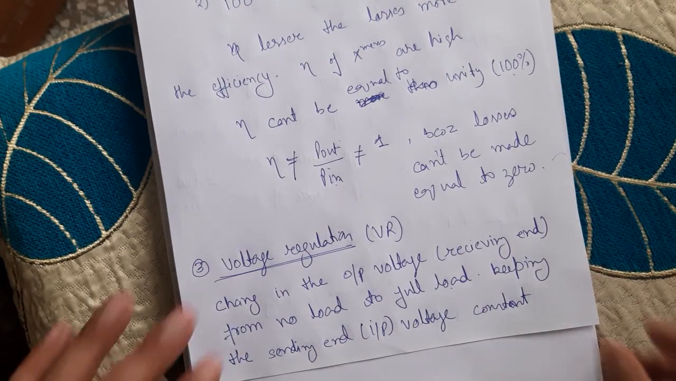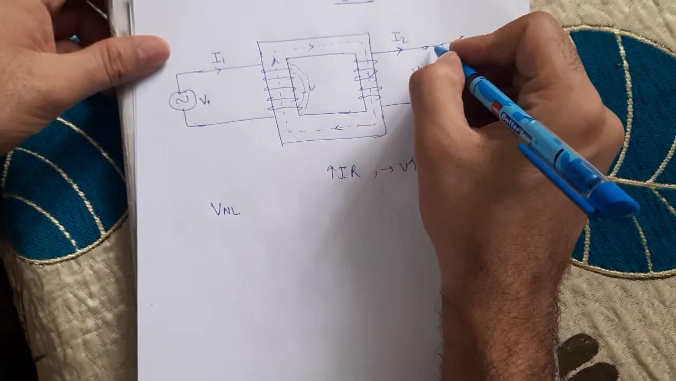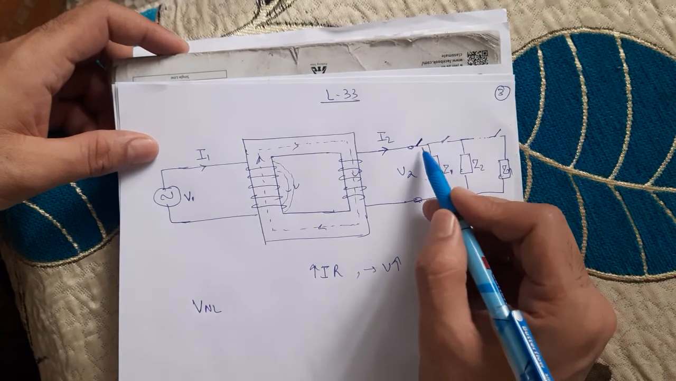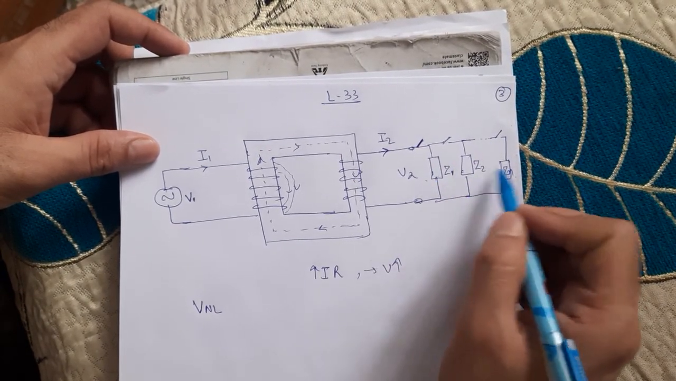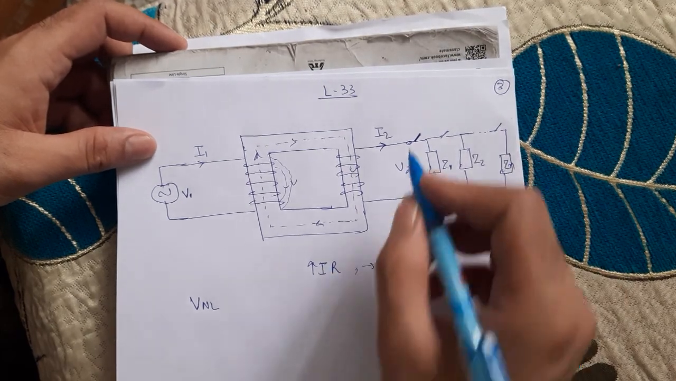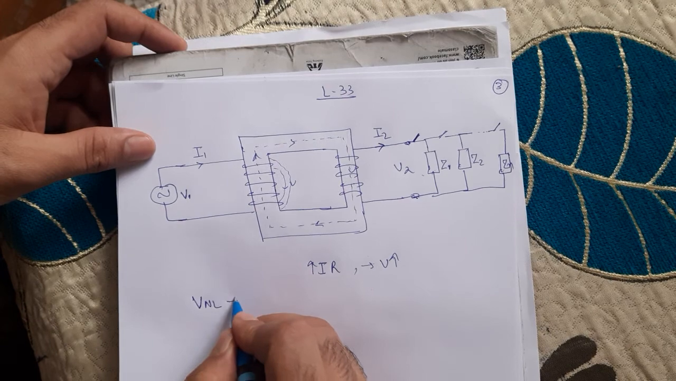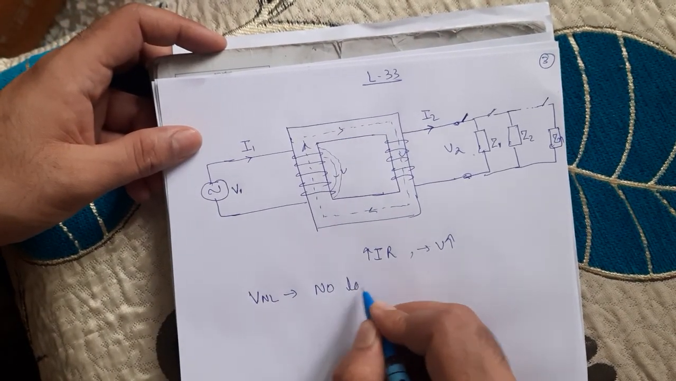So if no load voltage, V no load, means I am using a switch here as well. So when there is no load, all the switches are open, so there will be no load connected to the system. At that time there will be voltage across this terminal. I am representing it by VNL. VNL means no load voltage.